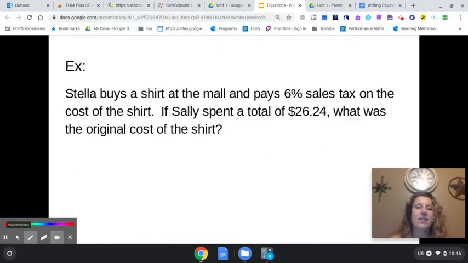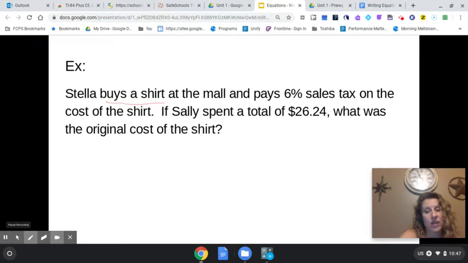Taking a look at the next example, it says Stella buys a shirt at the mall and pays 6% sales tax on the cost of the shirt. If Stella spent a total of $26.24, what is the original cost of the shirt? Okay, so we know that Stella's buying a shirt. She's also going to pay 6% sales tax on the cost of that shirt. And we know that she spent a total of $26.24. And we want to know what's the original cost of the shirt.